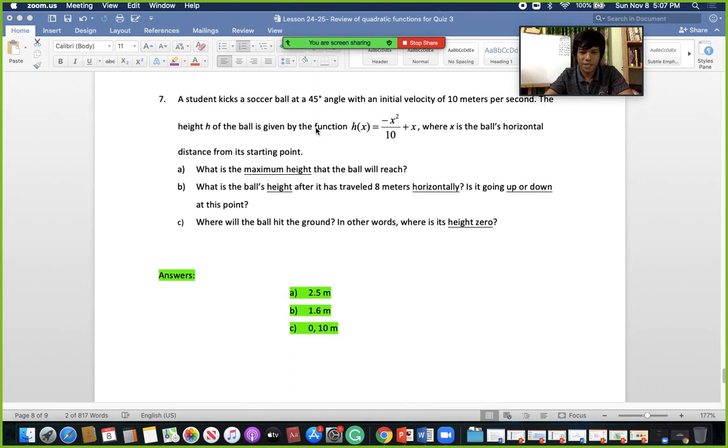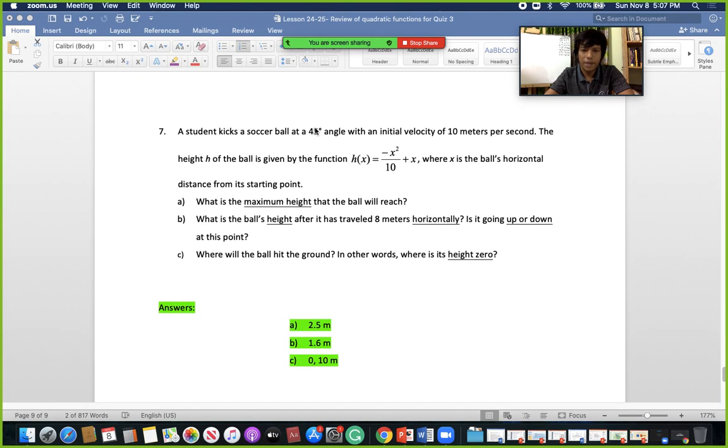So next one is this math, and this math is also somewhat similar. You will see the maximum height, and we have to find what the maximum height is, and some function is given. This is a function of some projectile. That means some student is throwing something, which is called a projectile. Kicks a soccer ball at 45 degree angle with an initial velocity of 10 meters per second, and the height h of the ball is given by the function h of x equals to a given expression.